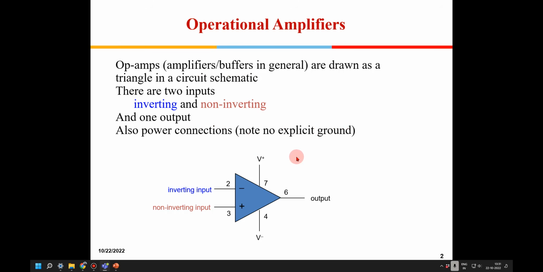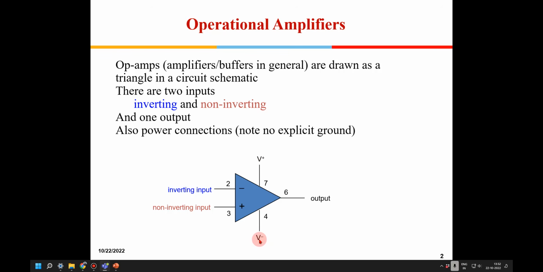So to start with, this is the symbol for an operational amplifier, wherein we have two inputs. One is known as the inverting input, which you represent with a negative symbol, and then you have a non-inverting input, which is represented with a positive symbol. It could also have a power supply, plus and minus.